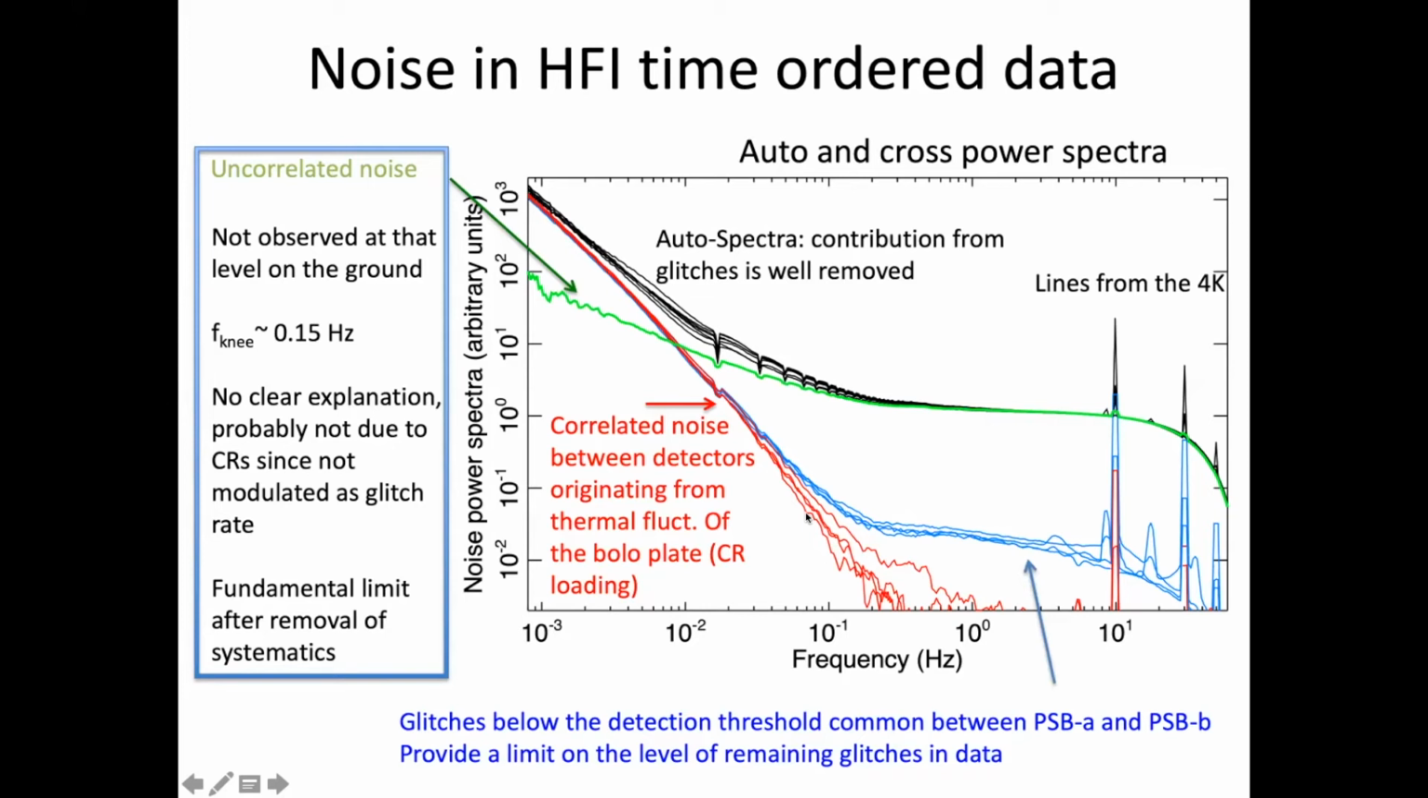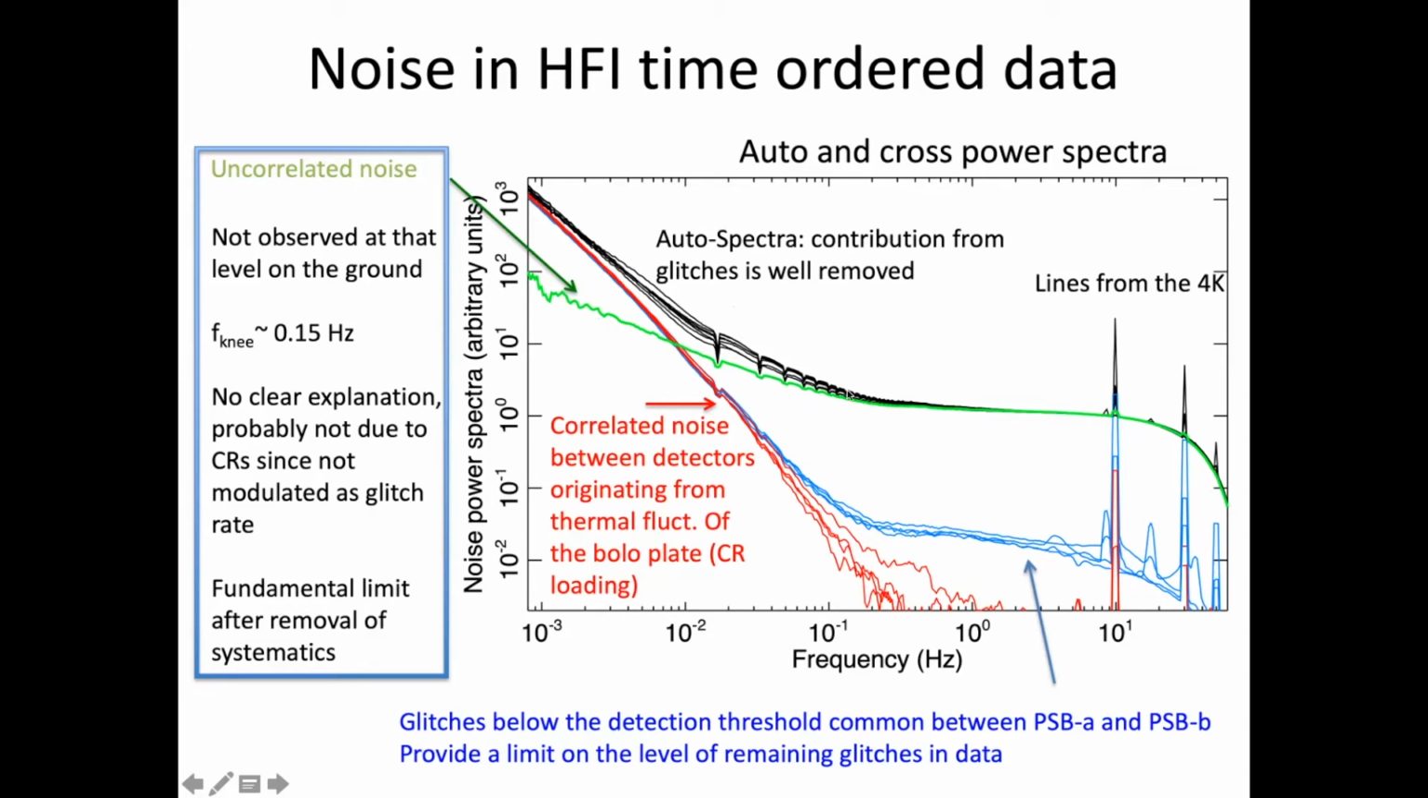It's common to all detectors, as you can see here. If you remove this red line, so this common mode, you are left with the green one. And in the green one, you have some 1/f noise, which is this time uncorrelated between detectors. And even up to now, we never understood this excess noise, which was not seen on the ground. So we had this remaining 1/f noise, which was the limitation after. Okay.